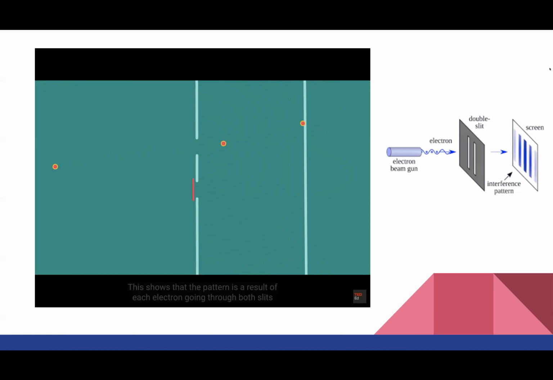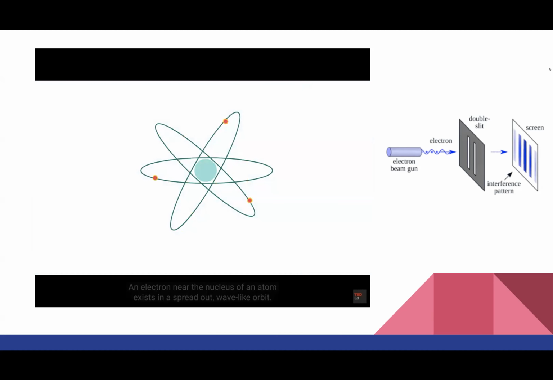This shows that the pattern is a result of each electron going through both slits at the same time. A single electron isn't choosing to go left or right, but left and right simultaneously. This superposition of states also leads to modern technology. An electron near the nucleus of an atom exists in a spread-out wave-like orbit. Bring two atoms close together, and the electrons don't need to choose just one atom, but are shared between them. This is how some chemical bonds form.